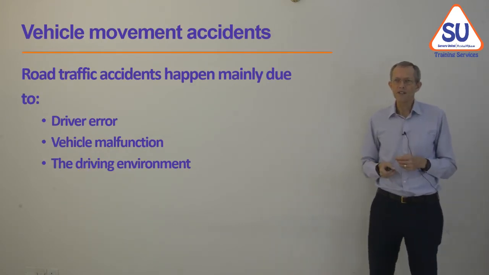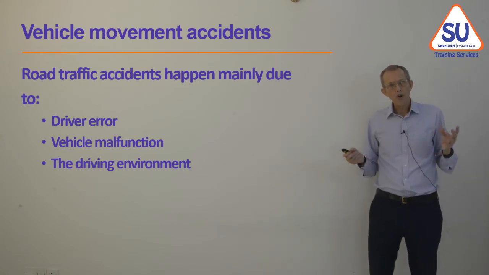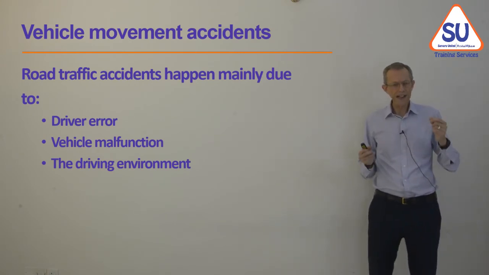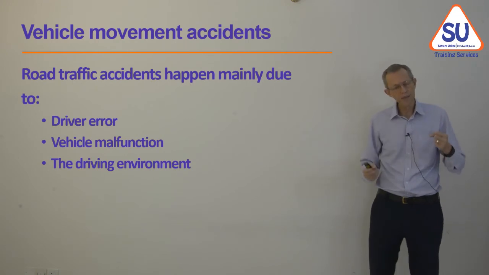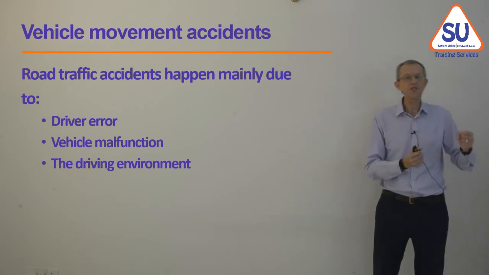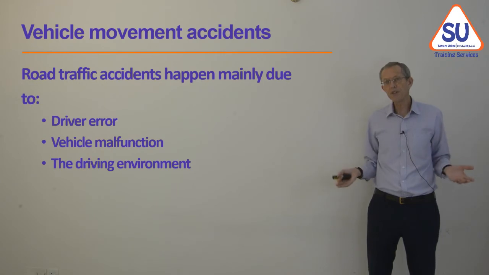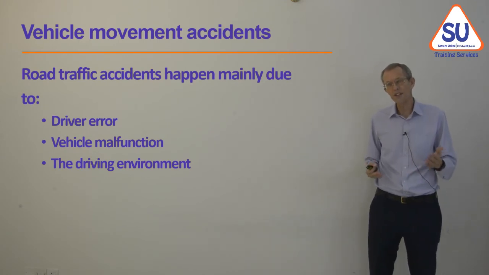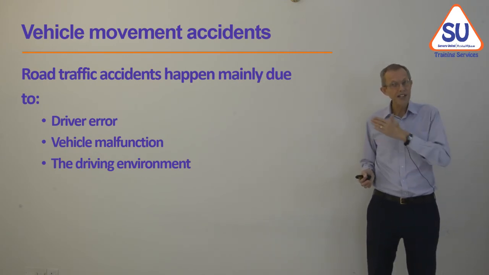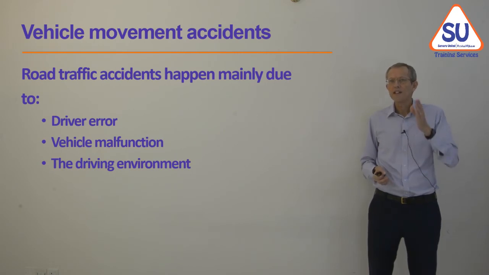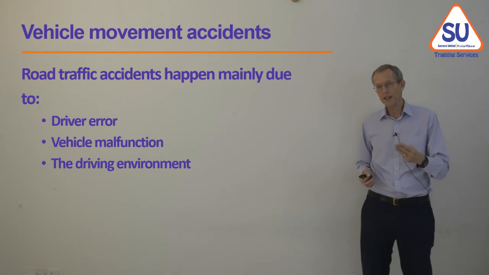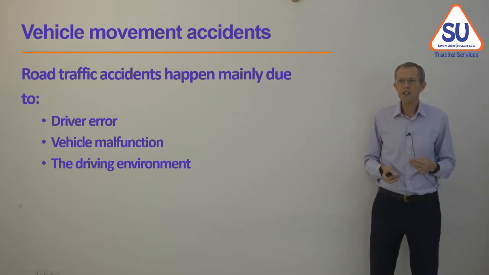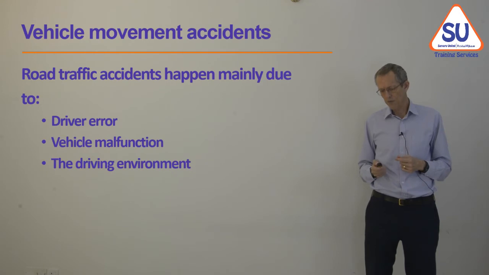Vehicle movement accidents. Road traffic accidents do happen, and they can happen because of driver error, maybe he falls asleep, maybe he does a dangerous manoeuvre, because the vehicle fails, maybe the brakes fail, or because the driving environment is not safe. Maybe there's snow or ice in the UK, maybe there's a sandstorm in Oman. So for three reasons, driver error, vehicle malfunction, or the environment, the weather, all these things are potential reasons for road traffic accidents.